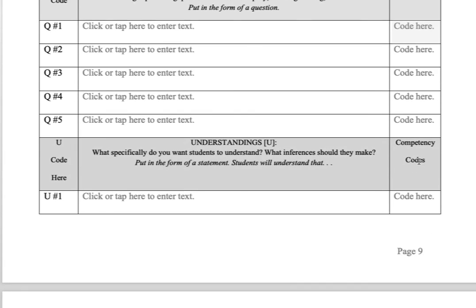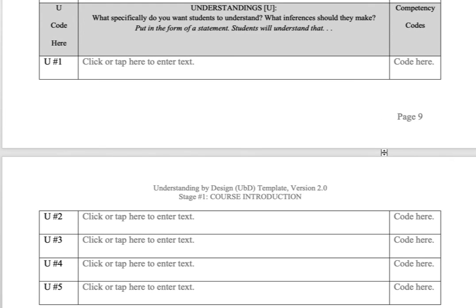And then below there, we see that the next section is all about understanding. So I want to identify the enduring understandings. And I need to put that in the form of a statement, such as students will understand that the slope or rate of change of a line is how a quantity is changing with respect to the change in another quantity, and then be able to use that to interpret the relationship between two quantities in a real-world situation.